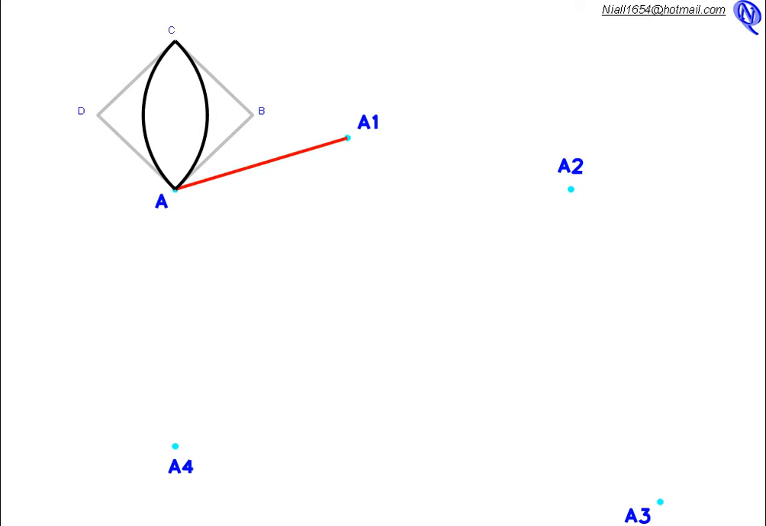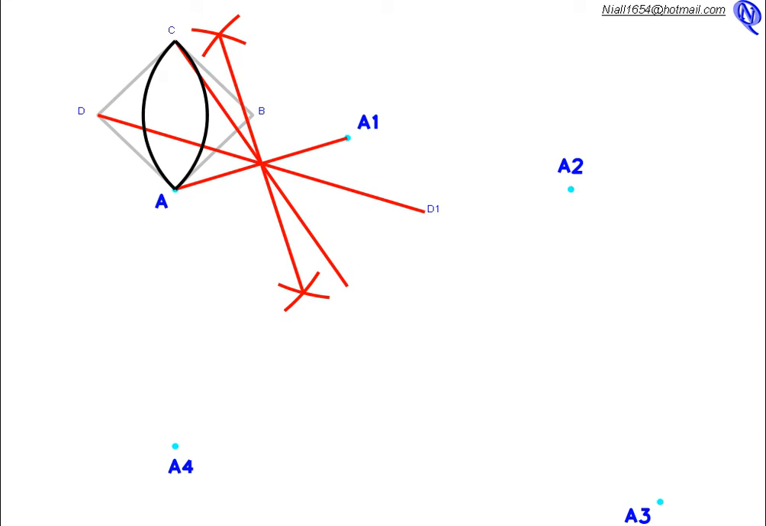We join A to A1 and we bisect that line. This is going to give us our central point of symmetry. We're going to draw our lines through that central point of symmetry and carry it on the same distance past it. Make sure and label your drawing as you go. We now draw in our figure, and that is our first central symmetry done.